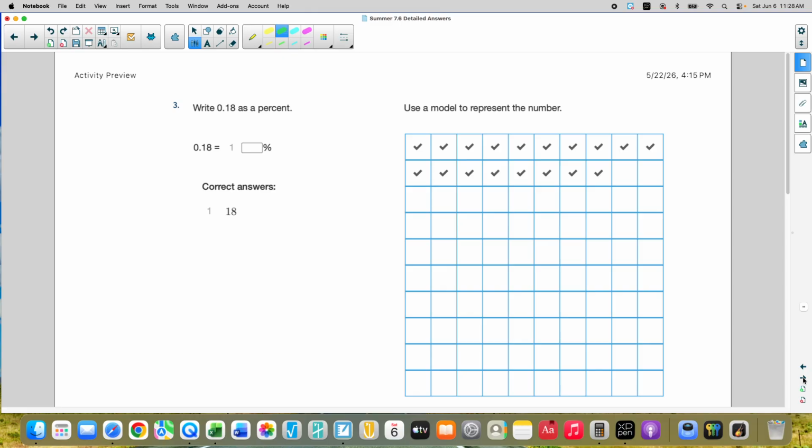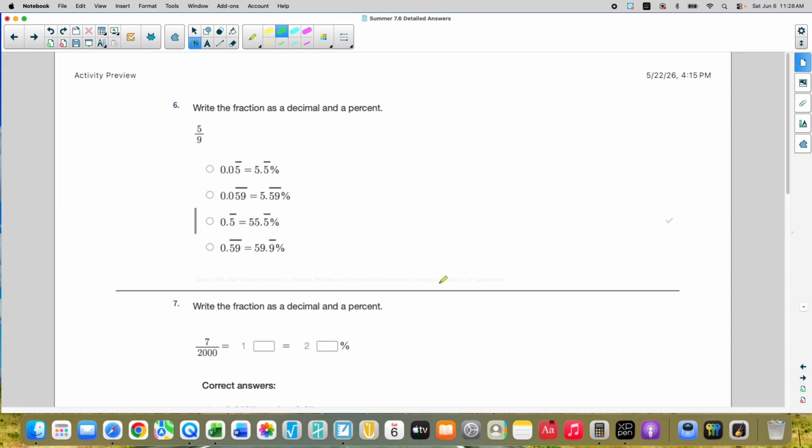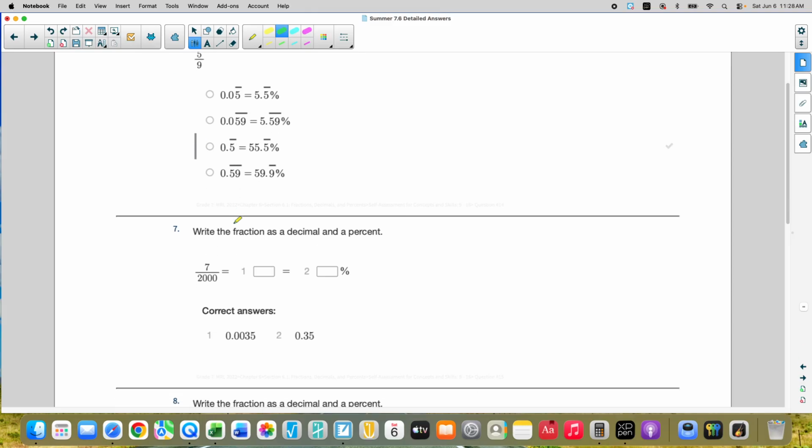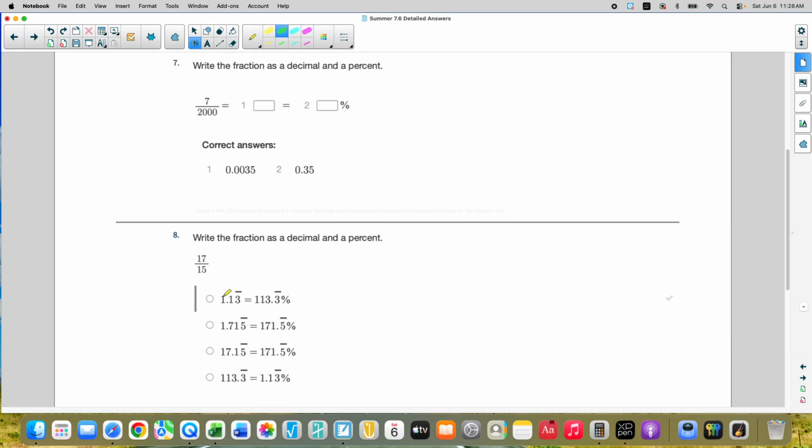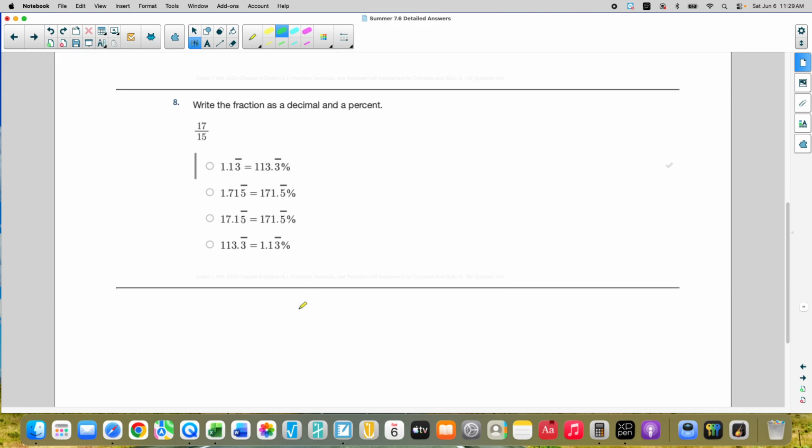46% looks pretty good. Oh, look at that. That's very interesting how they went left to right and I went up and down. Both are correct. Yep, that's this one, 0.5 repeating. Yes, 0.035. I like that. We talked about that. That was a good tricky one. 1.13 repeating. Yep, that's good. We got that correct.